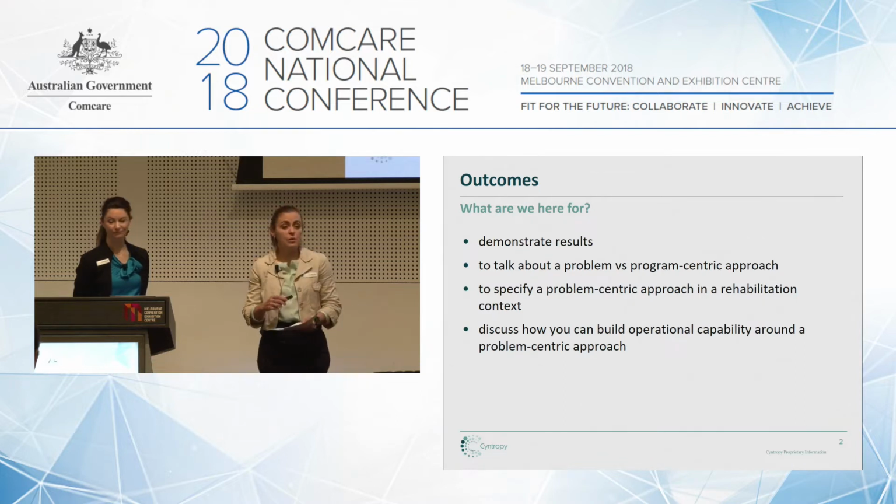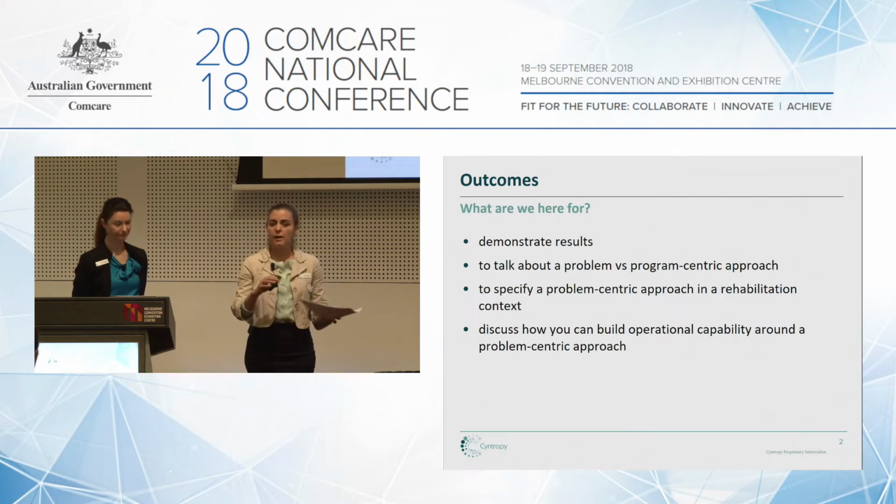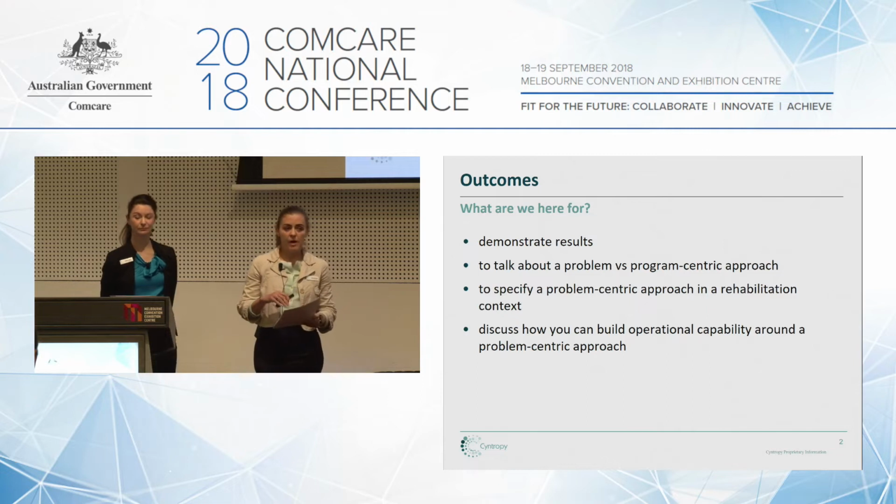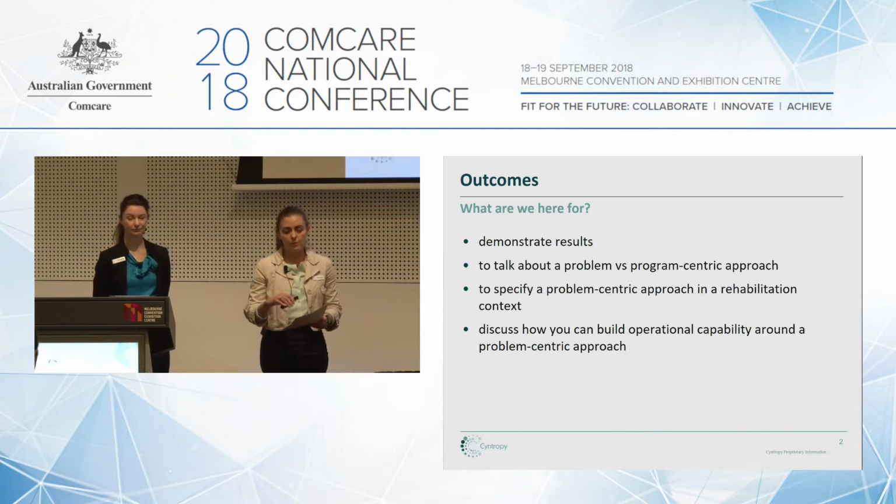So we'll start with some results in a non-specific rehab context where this same method has worked in different durations with different types of problems. Then we'll move on to define what the actual approach is, from the difference between a problem and a program-centric approach. And then we're going to specify that in a rehab context from an intervention that we applied in a federal government agency. And then we're going to discuss how you can build operational capability to deliver that kind of approach. And that's where we'll start today.